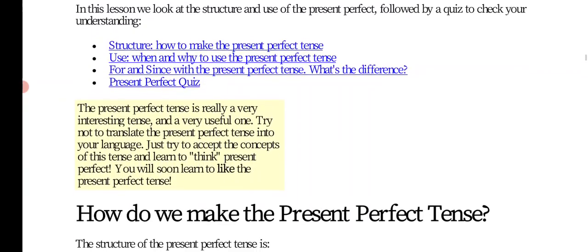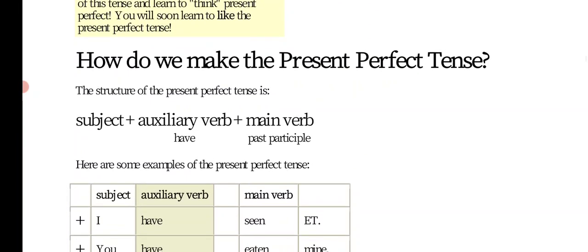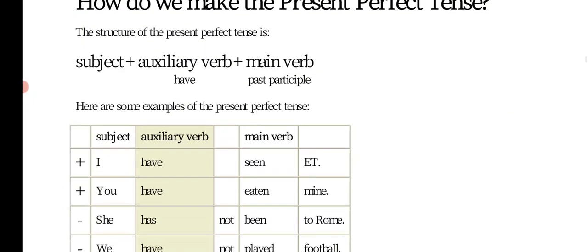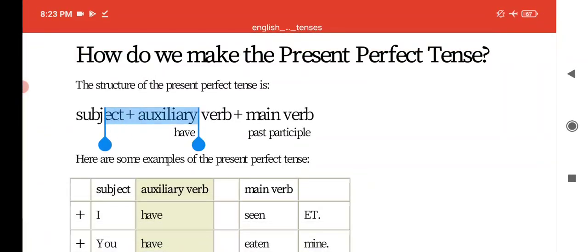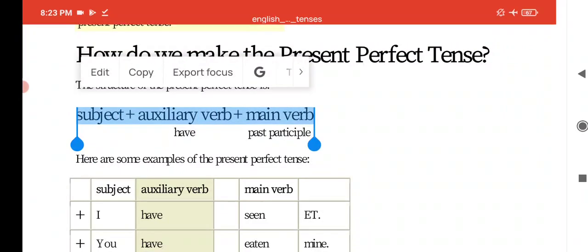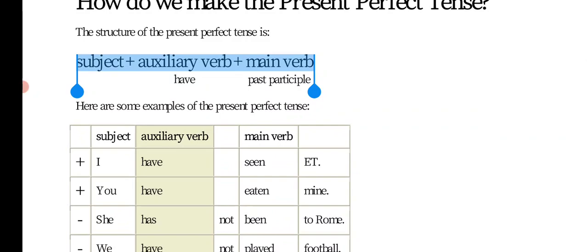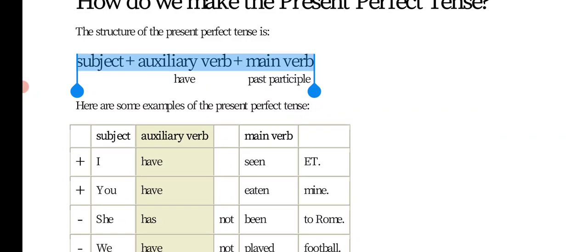Okay, now let's look at the structure. To make a sentence present perfect, we always use have or has plus the main verb, and it is always the third form. In present perfect and in past perfect, we always use the main verb's third form. This is the formula, or you can say the construction. Subject plus auxiliary verb plus main verb. For example, I have seen. See, saw, seen.